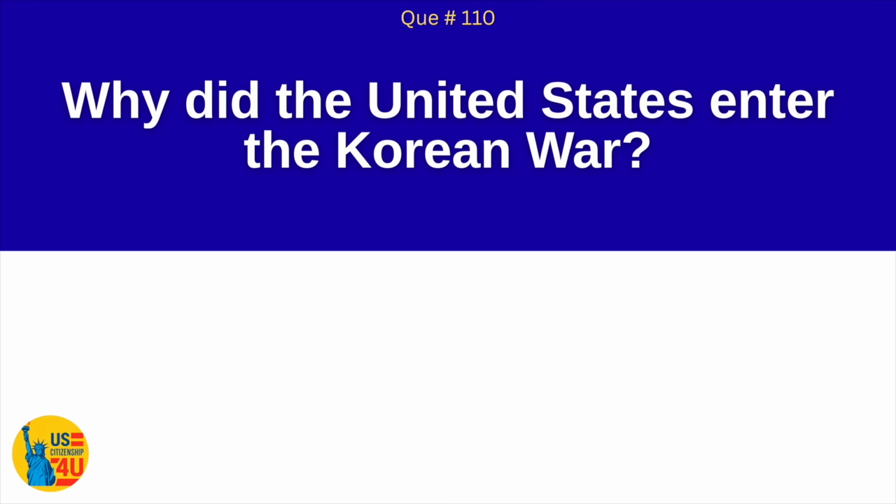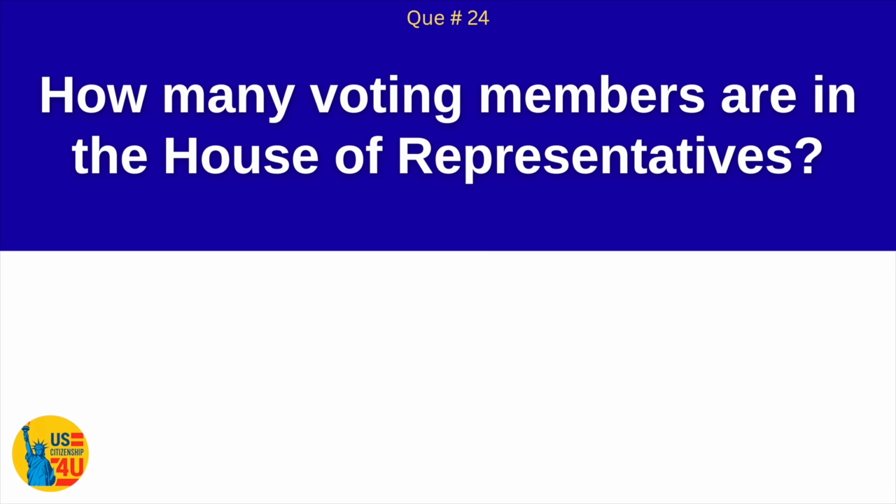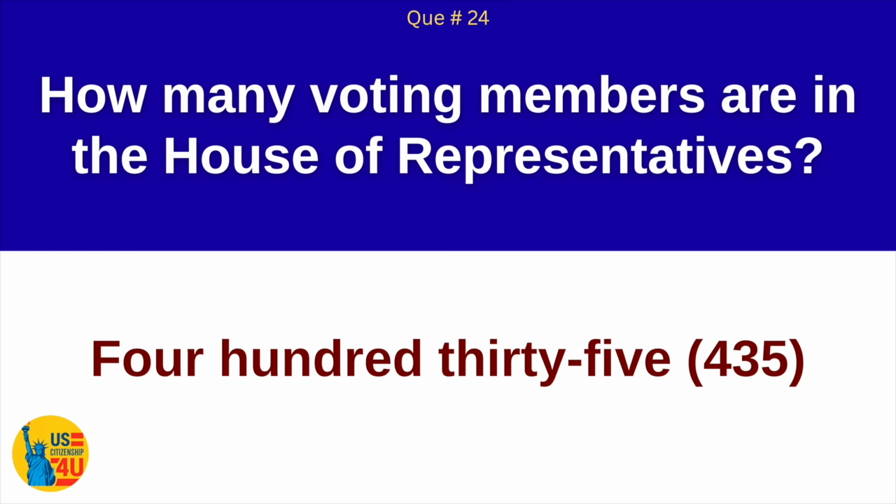Why did the United States enter the Korean War? To stop the spread of communism. How many voting members are in the House of Representatives? 435.